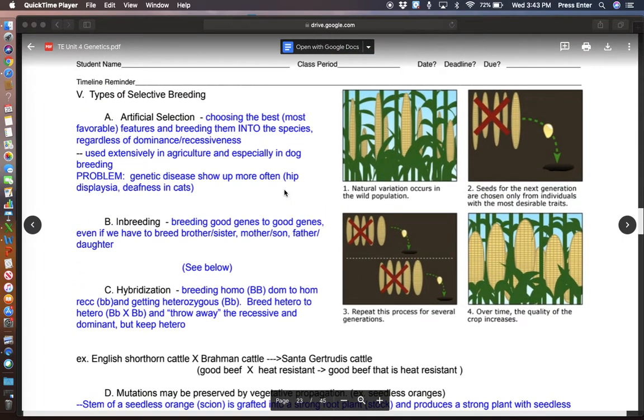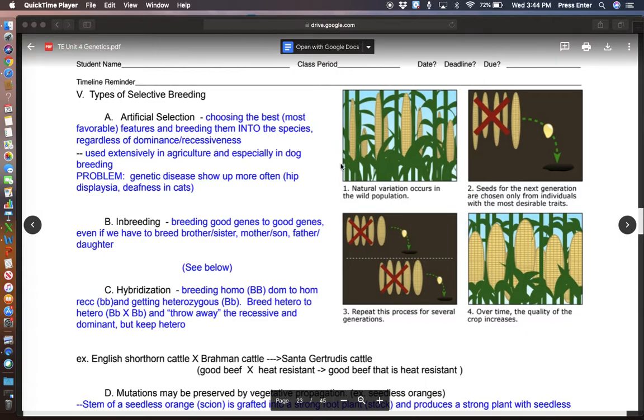Okay, the first is artificial selection. And the nice part about all of these is, although some of them are funny and you might have jokes about them, they are all essential for most of the food you eat. So let's go through these real quick. Artificial selection. Choose the best features, the ones that you want, and breed them into the species by breeding it with another one that gives you the feature that you want.